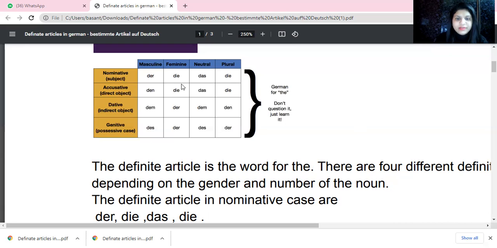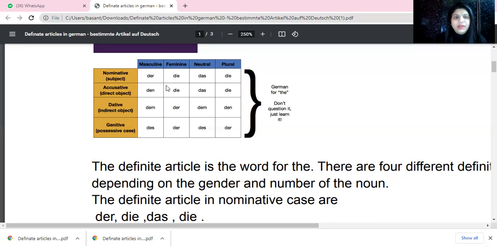So what happens? Articles in German are very easy to identify because they all are in capital letter. So basically this comes before a noun. And what are these? For masculine, we have der article. For feminine, we have die article. Neutral, we have das. And plural, we have die.